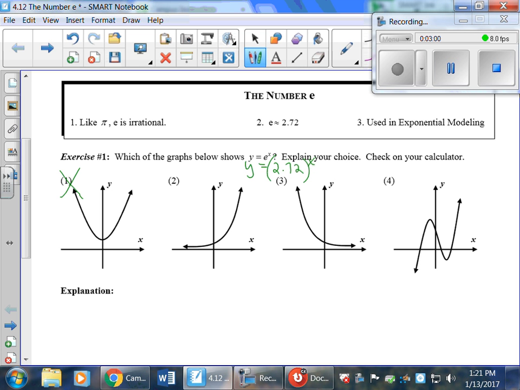So we know this has to be an increasing exponential function, which of course we know this is not. This is a quadratic function. This is definitely not an exponential function. 3 is a decreasing, so the answer is going to be 2 here. It tells you to check it on your calculator.